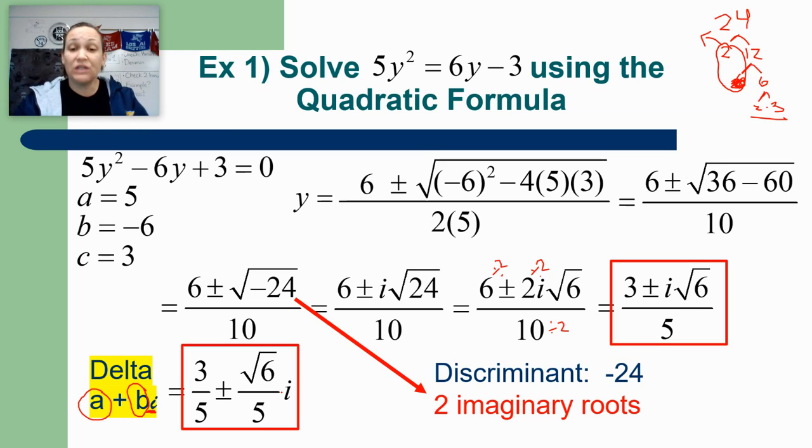All right, so that was the scenario where the answers were imaginary. And again, I do want you to write an imaginary answer. It is no longer appropriate to say that there are no solutions when you're square rooting a negative. Now that we know that imaginary numbers exist, we have to use them as our answers. Now there's one last scenario that we haven't talked about yet, so let's do that one.